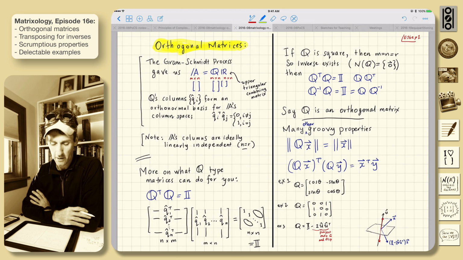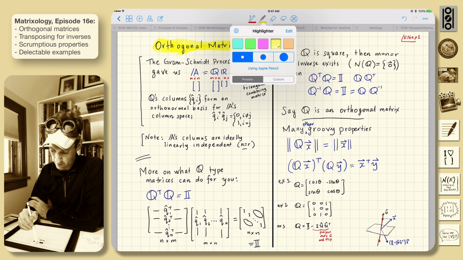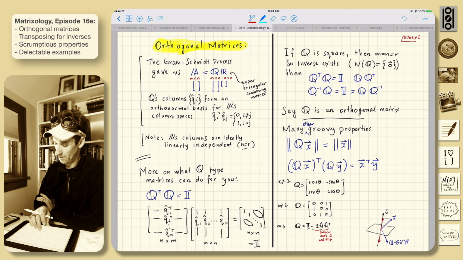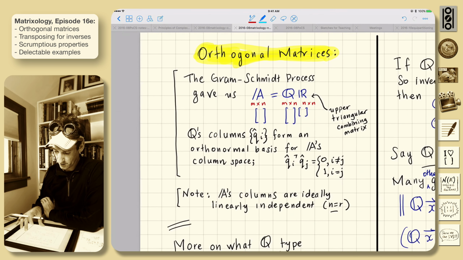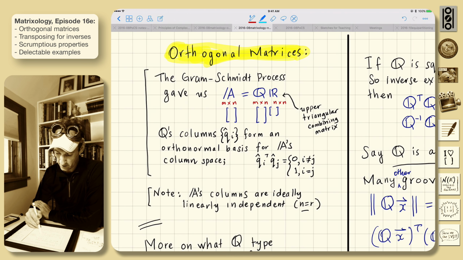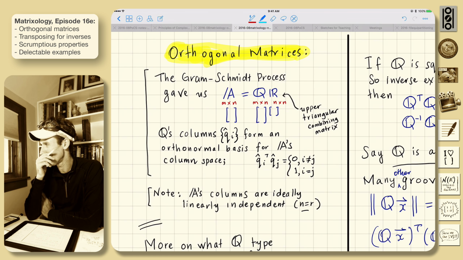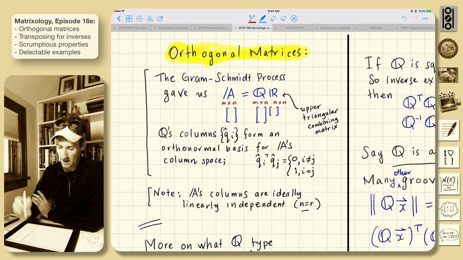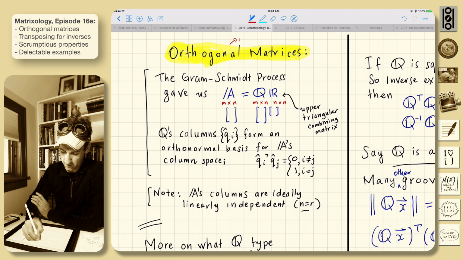Right, very short piece here on orthogonal matrices. We have been talking about them in the context of the Gram-Schmidt process, which gave us this second factorization for us. So, all right, we're going to call these orthogonal matrices. They're really kind of orthonormal matrices.